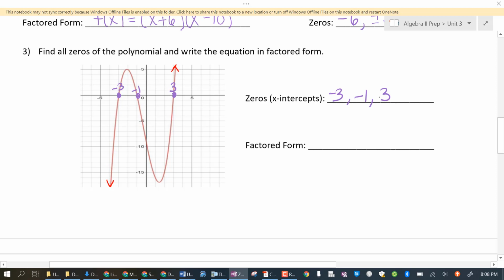Now to write it in factored form, I am going to take those and write them as opposite. So negative 3 would be x plus 3, negative 1 would be x plus 1, and positive 3 would be x minus 3. And so that would be the equation that represents this graph.